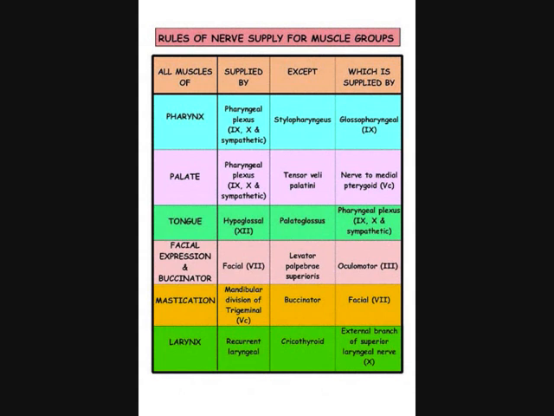We could look at the facial expression and include buccinator and find that all the muscles are supplied by the facial nerve, except levator palpebrae superioris, which is supplied by the oculomotor nerve. Then we could look at the muscles of mastication and say that they're all supplied by the mandibular division of the trigeminal, apart from buccinator, which is supplied by the facial nerve. And lastly, although we haven't previously described the larynx, we could say that all the intrinsic muscles of the larynx are supplied by the recurrent laryngeal nerve, apart from cricothyroid, which is supplied by the external branch of the superior laryngeal nerve.